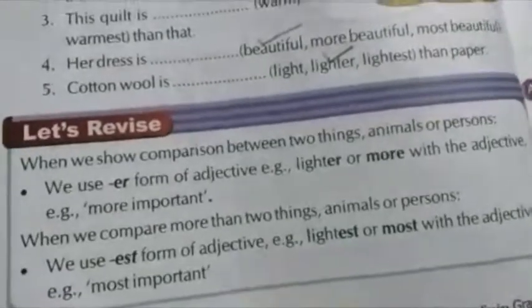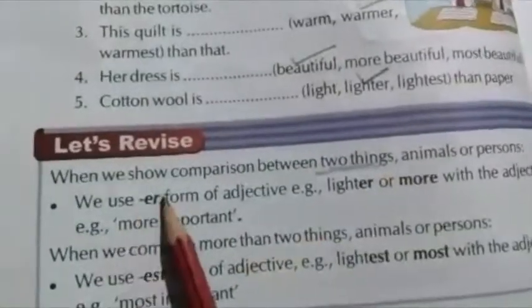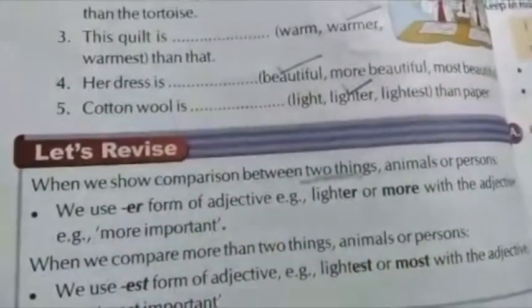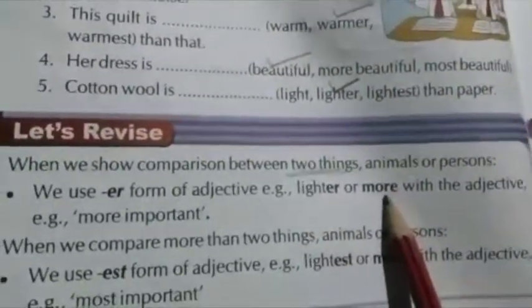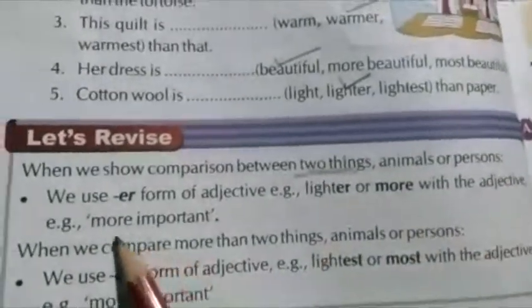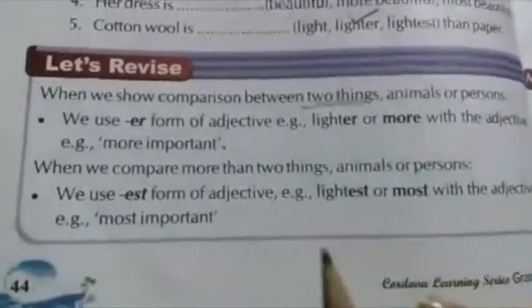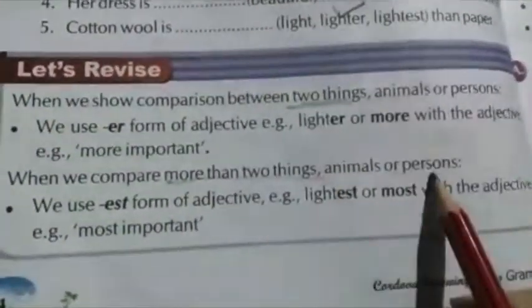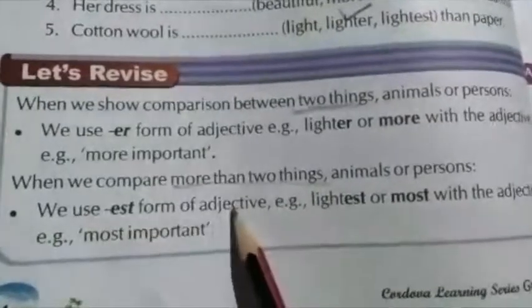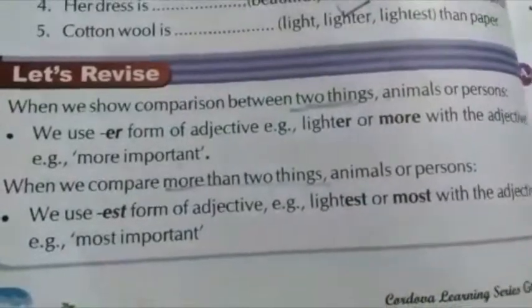So let us revise once more. We saw that when we show comparison between two things, we use the er form of the adjective and the sentence will have than. So light becomes lighter, and we also use more with the big words. Like important, we use more important when you are comparing between two things. Now when we compare more than two things, or animals or persons, we use the est form of the adjective. Est, that is, light becomes lightest and important becomes most important.